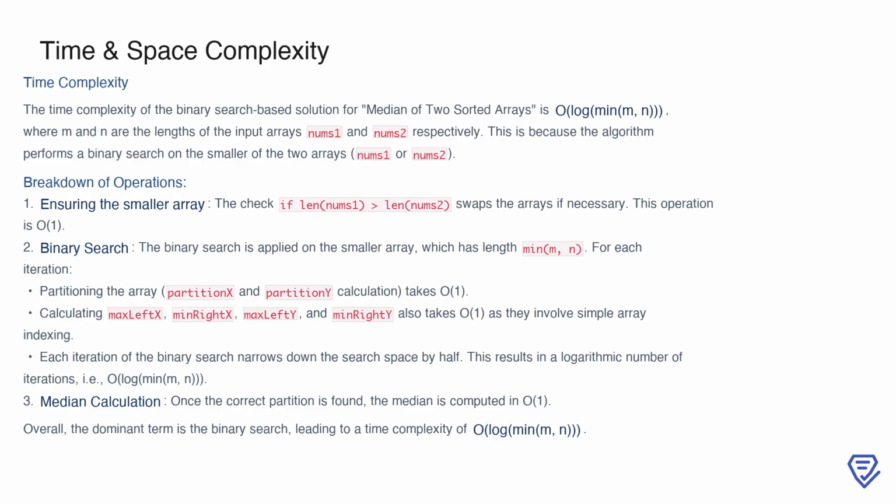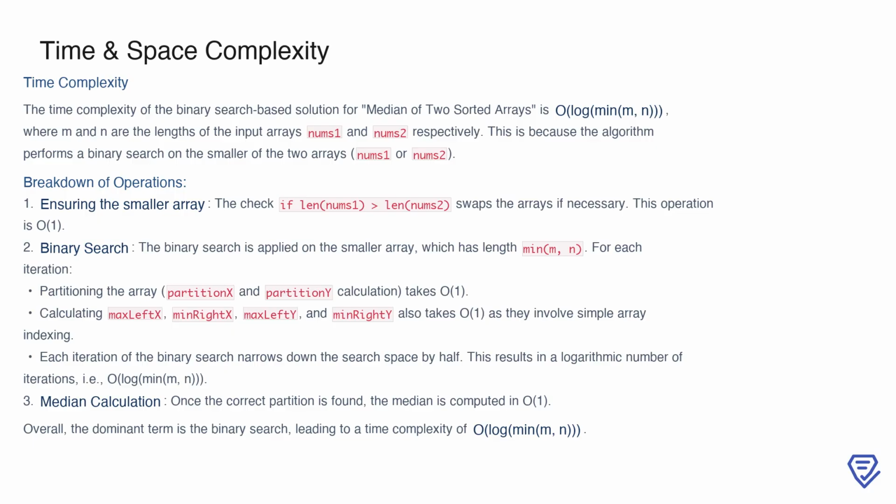During each iteration of the binary search, key calculations like determining partitions and finding maximum and minimum values on either side are constant time operations. Since the binary search cuts the search space in half with each iteration, the total number of iterations is logarithmic with respect to the size of the smaller array. Finally, once the correct partition is identified, the median is computed in constant time. Altogether, the dominant factor remains the logarithmic complexity of the binary search, leading to a total time complexity of O(log(min(m, n))).